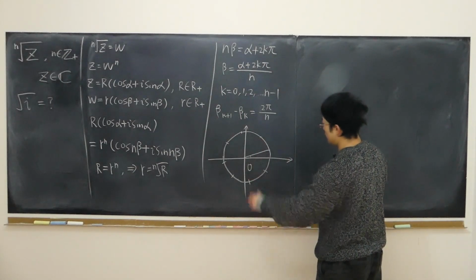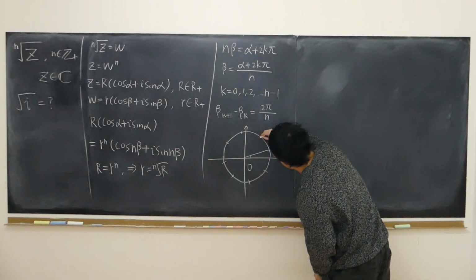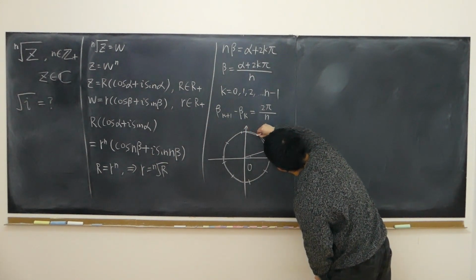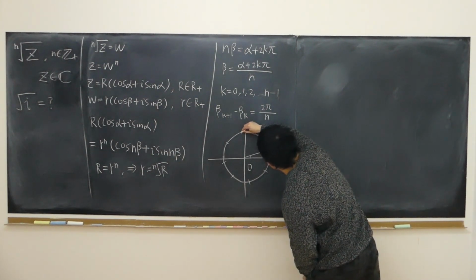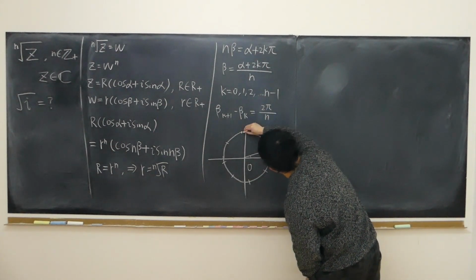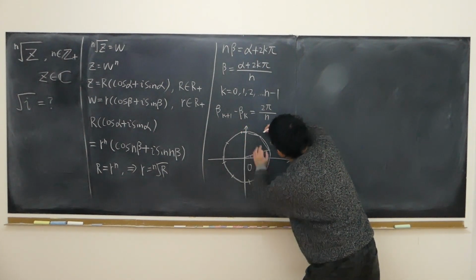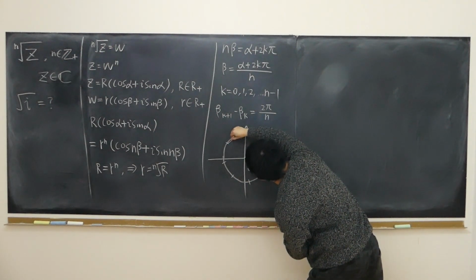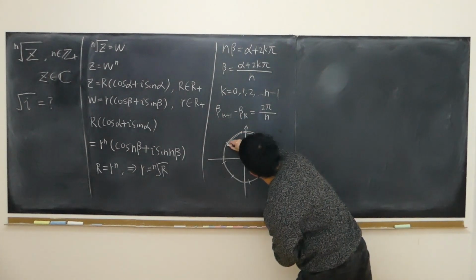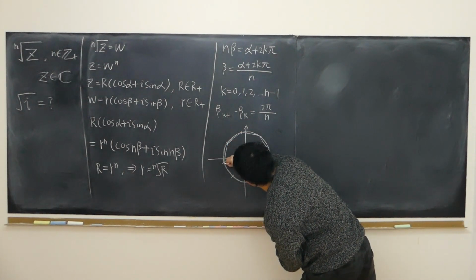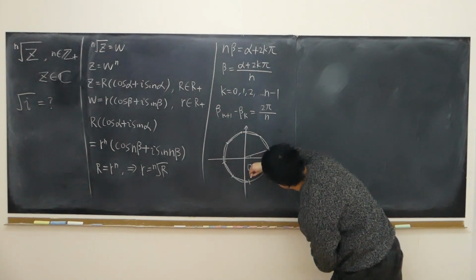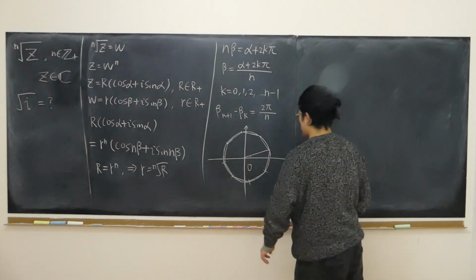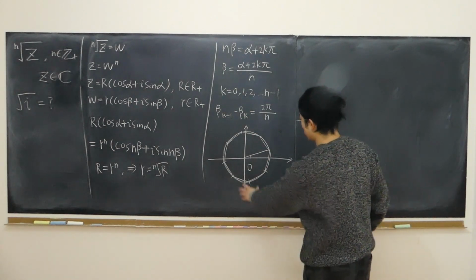So we have an inscribed regular polygon. This vertex connected to that vertex, this vertex, that vertex, this vertex, that vertex. So inscribed, equal-sided.